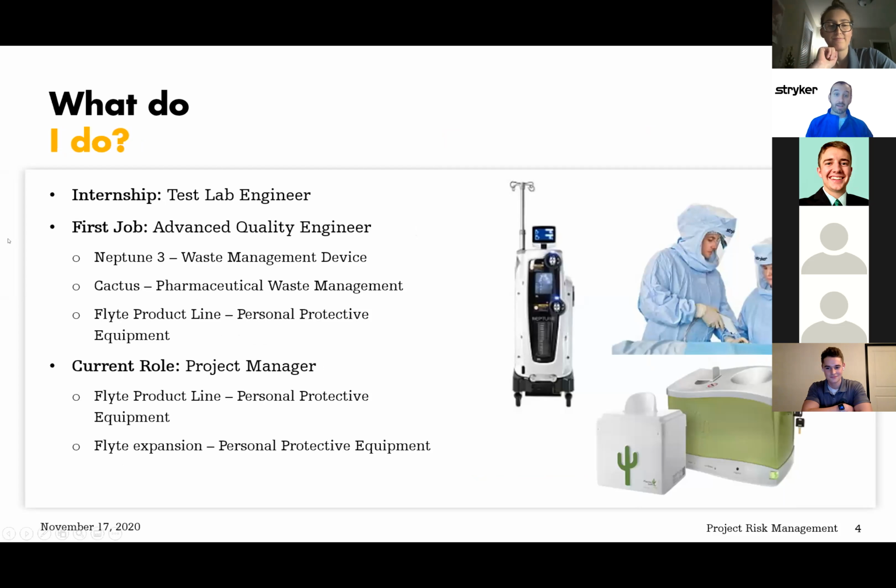So where have I been? In Stryker, I interned as a test lab engineer back in 2012. I interned over summer designing a test fixture. Came on in January of 2014 as a quality engineer. So focused a lot on user risk management, actually.